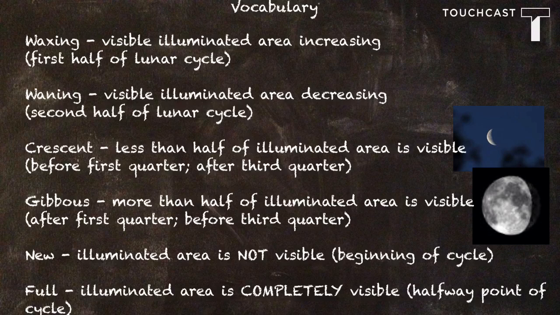When we talk about a new moon, that is when the illuminated area of the moon is not visible, which is at the beginning of the lunar cycle. And then we have a full moon, which is when the illuminated area is completely visible to us. This is halfway through the lunar cycle.